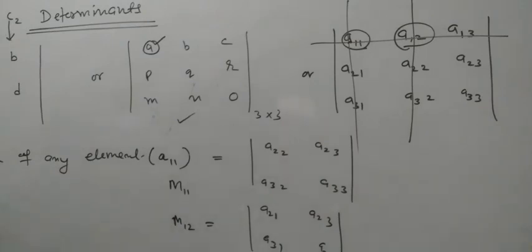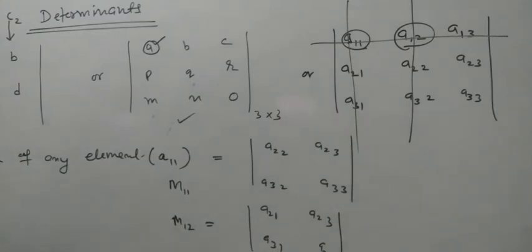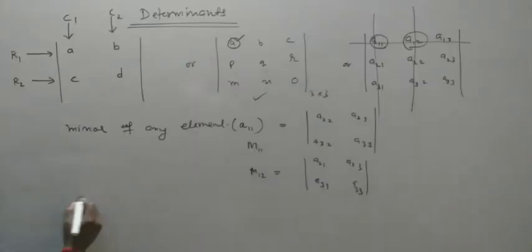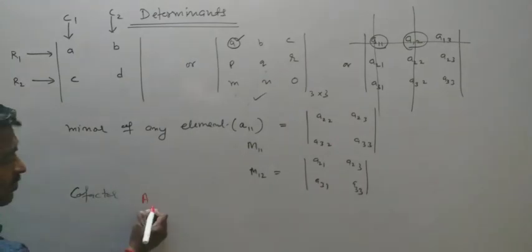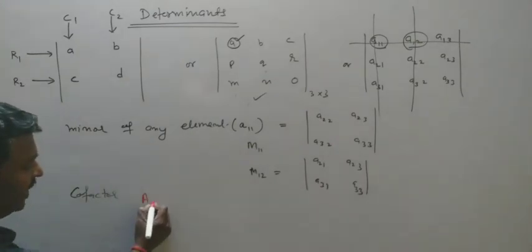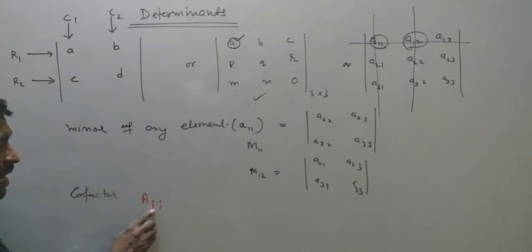Now come to the cofactor. How can you find cofactor? Now for the cofactor of any element, it will be represented by capital A, and for any element we can represent here their number. Suppose i is the number of row and j is the number of column, then we write it as cofactor of a i j, means the element of ith row and jth column.